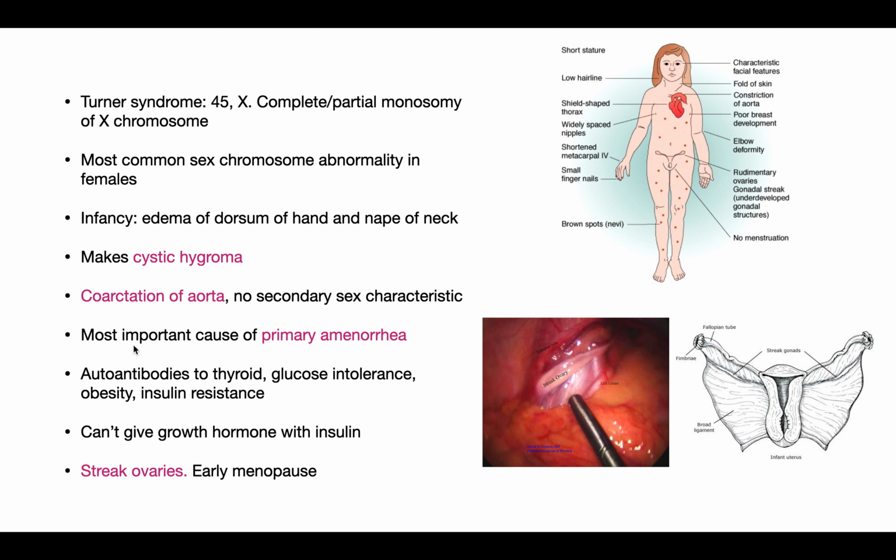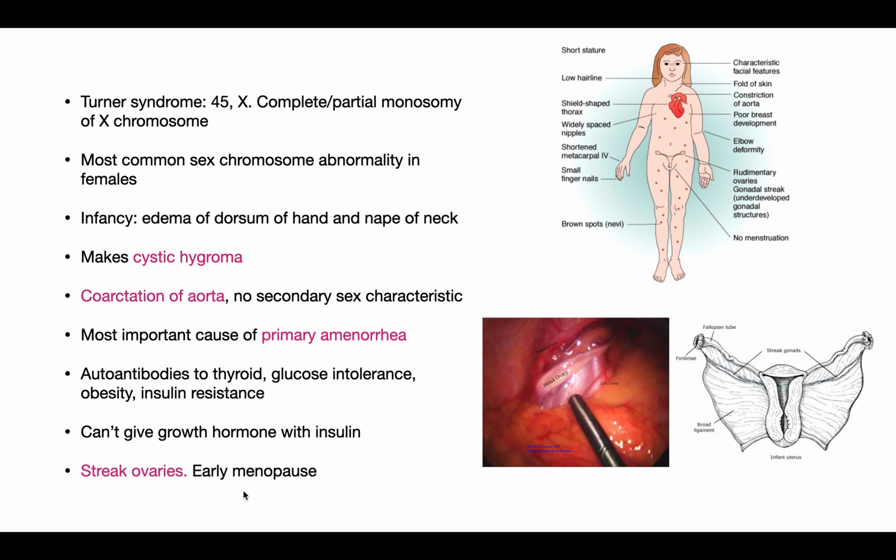It's the most common cause of primary amenorrhea. Usually, this is not really detected in early life. People come in, well, their parents bring the child in after 16 or so, and they say like, hey, my child hasn't had a period yet. So you've got to consider that, hey, this person might have Turner syndrome. Other things we need to consider: hypothyroid conditions, glucose intolerance, obesity, thanks to the insulin resistance. But you can't give growth hormones with insulin, it's contraindicated.